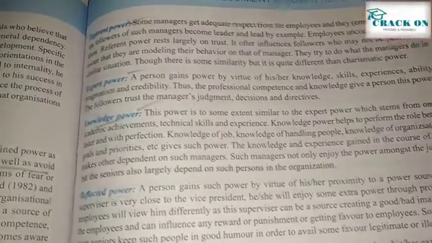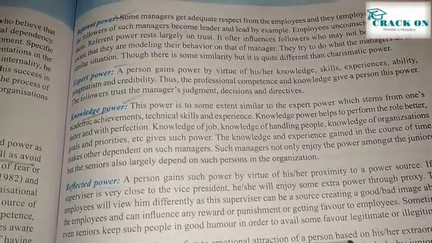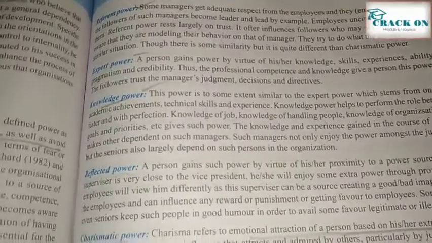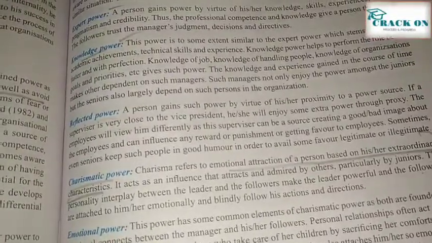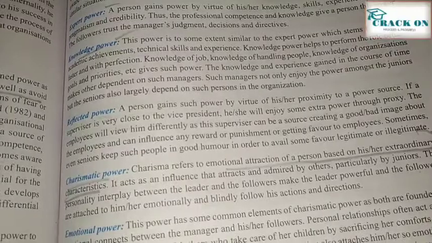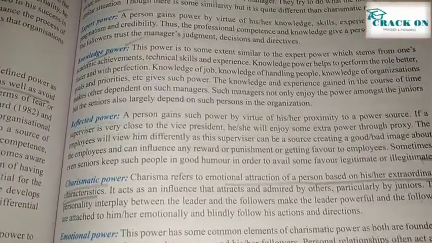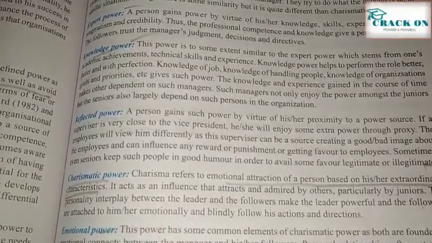Charismatic power: charisma refers to the emotional attraction of a person based on his extraordinary characteristics. So that's defined by the characteristics. Emotional power: it is founded on emotional concepts between the manager and his followers. If you are emotionally related with the person, that's called emotional power.